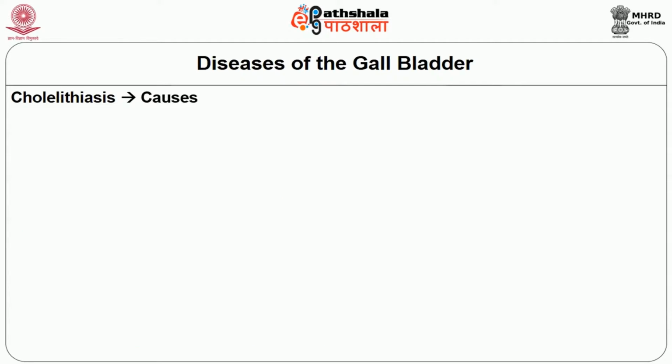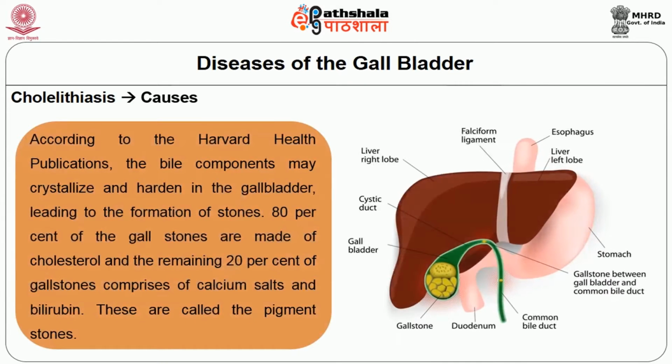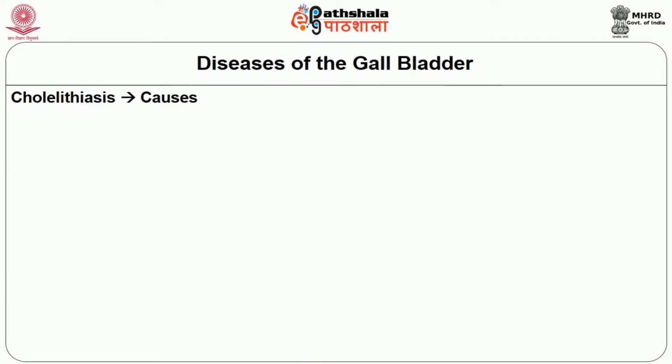Now let's see the causes. According to the Harvard Health publications, the bile components may crystallize and harden in the gallbladder, leading to the formation of stones. 80% of gallstones are made of cholesterol, and the remaining 20% of gallstones comprise calcium salts and bilirubin. These are called the pigment stones.